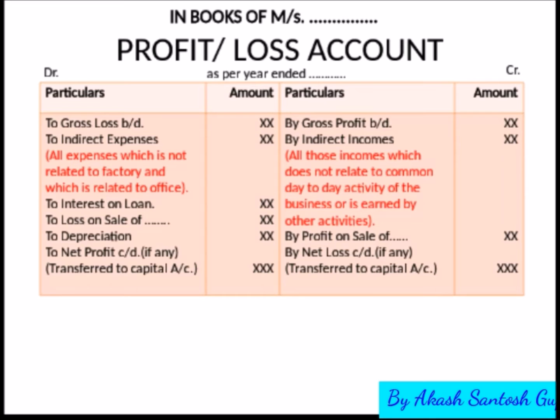Now let's see what we have to write. If we have got gross loss, then it should be written on the debit side as to gross loss brought down, or if we have got gross profit, then we will write by gross profit brought down in the credit record. Now then in the debit record we will write to indirect expenses. What are indirect expenses? All expenses which are not related to the factory and which are related to the office. After that we will write to interest on loan, to loss on sale of furniture, machinery, etc., to depreciation.